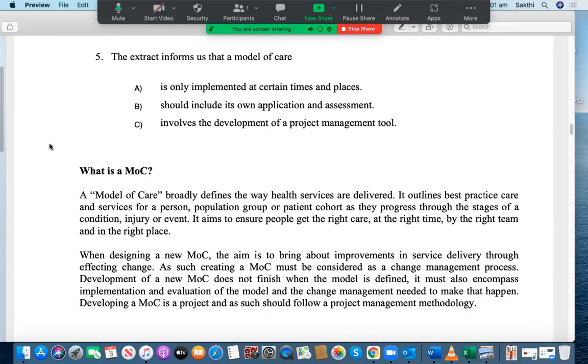That's the next question. So the question is, the extract informs us that a model of care, choice A, is only implemented at certain times and places, choice B, should include its own application and assessment, choice C, involves the development of a project management tool. Your 1 minute time is going to start now.